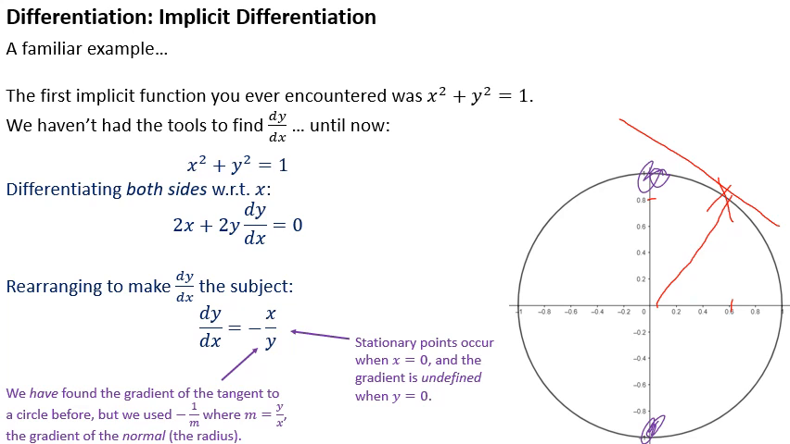You can see where the gradient is undefined. We've got a fraction, which means there are certain values for which this fraction doesn't give a valid result. In other words, dy by dx doesn't give a valid result whenever the denominator, in this case y, is 0. That happens here and here, at 1, 0 and at minus 1, 0, where the y coordinate is 0.